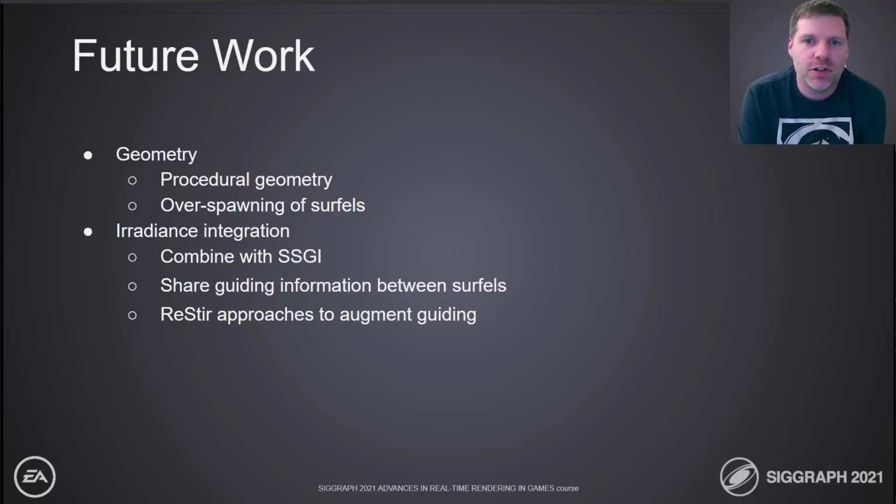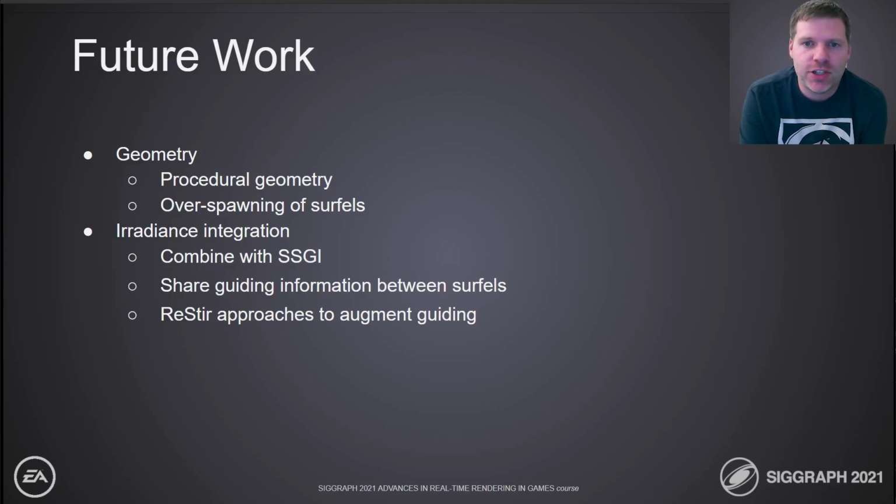We also have certain situations where highly detailed geometry can overspawn surfels. One of our options is to combine with screen space global illumination to minimize surfel spawning in areas where SSGI solves well. Combining with SSGI also helps limit how many surfels we need to solve, and it will help limit how far out we can cull surfels and ray tracing.